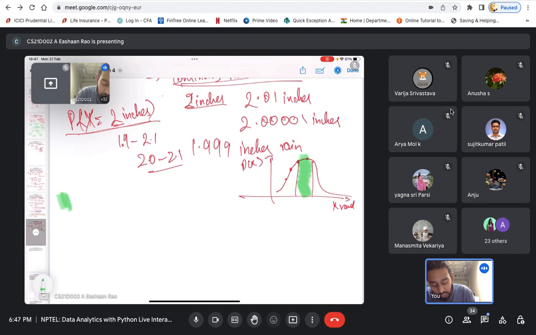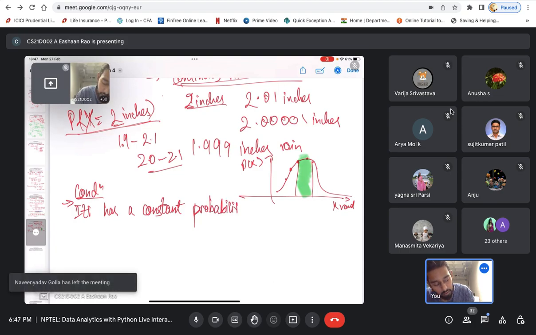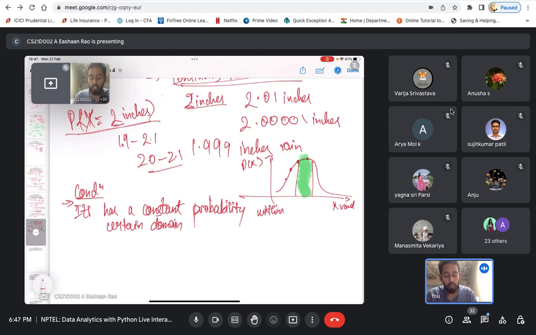The major and only condition that we have here is that it has a constant probability within a certain domain. A typical uniform distribution looks like this: I have P(x), which is probability on the y-axis, and x, some random variable, and suppose it is starting at a and ending at b. So there is some starting value and some ending value within a certain interval. You can consider, suppose, inches of rain: I can give a as 2 inches and b as 4 inches. It has an interval and it has an infinite number of values in between.